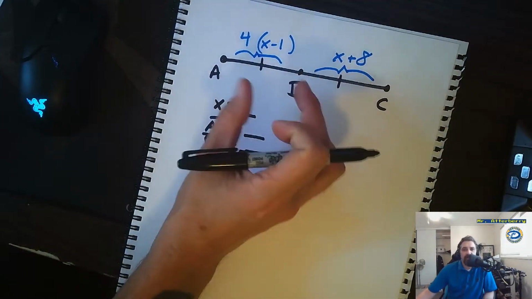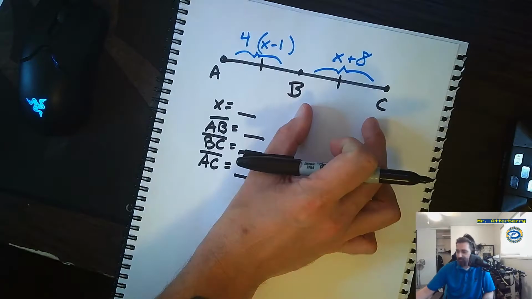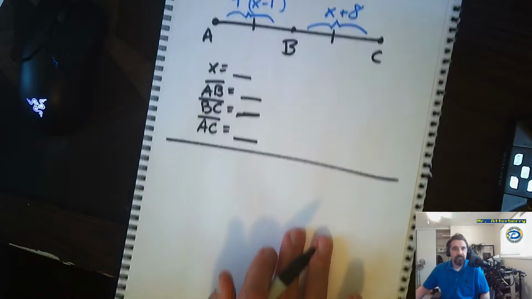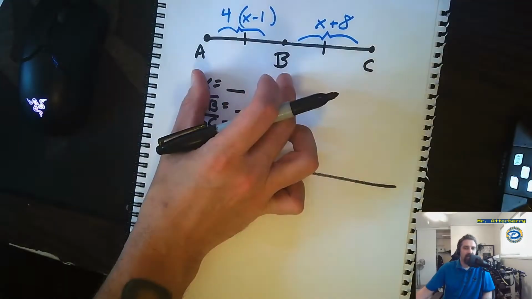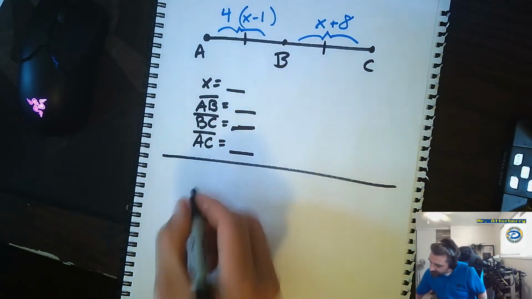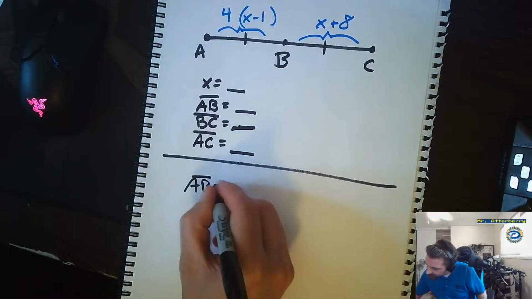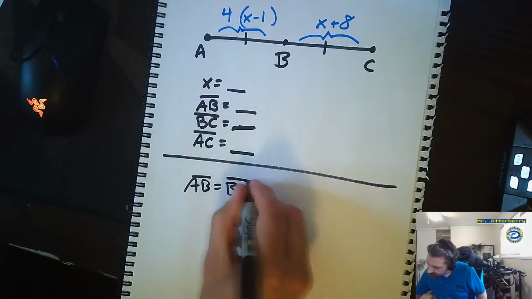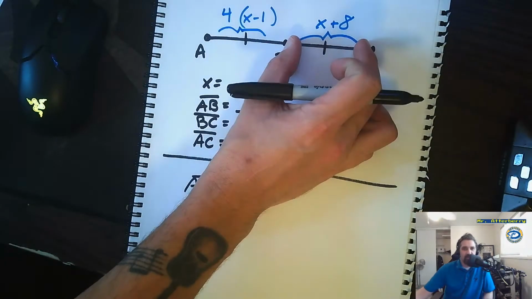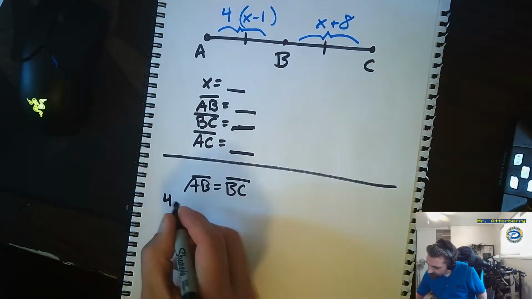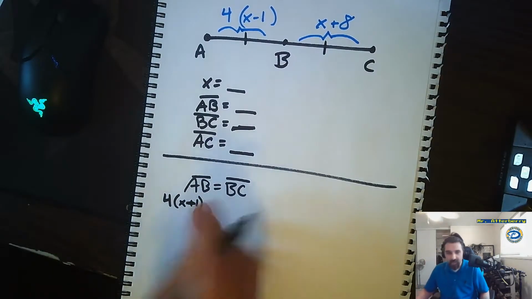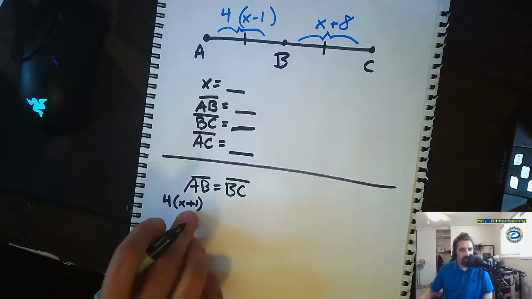So since we know that this line segment and that line segment are the same, we know that line segment AB is the same as line segment BC. So that means that this algebraic expression is equal to that algebraic expression. That should be a minus sign. Let's not forget that.